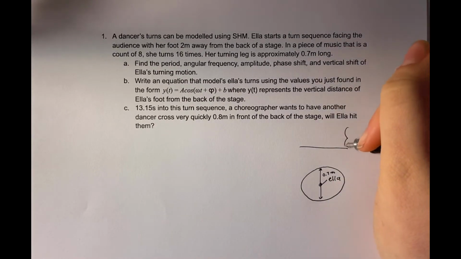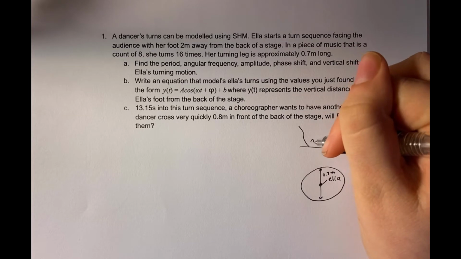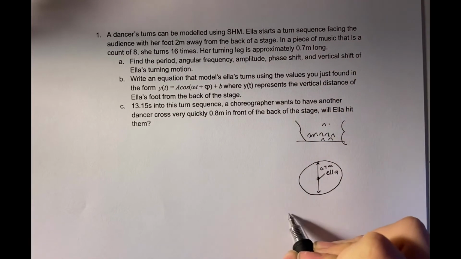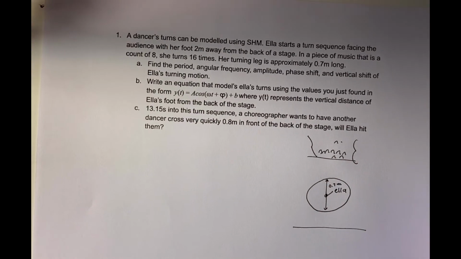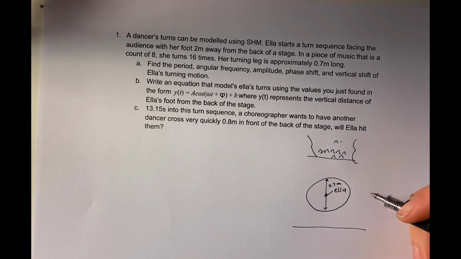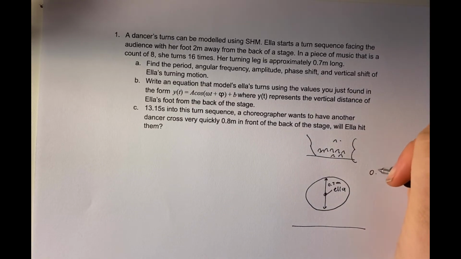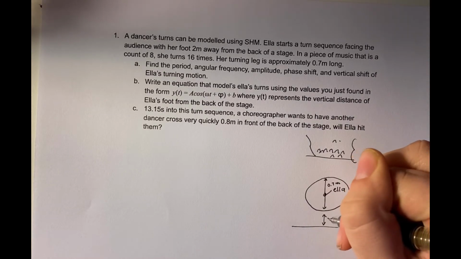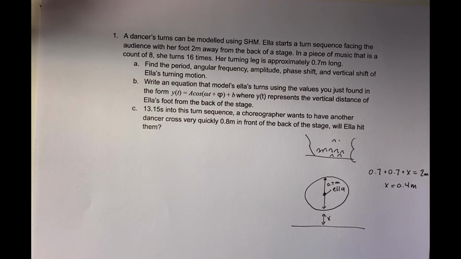And then we have the audience in the front, and she starts her turn with her foot facing the audience. There's also the back of the stage behind her. When she does a half rotation, her foot will be some distance away from this back of the stage. When she starts the turn, her foot is 2 meters away from the back of the stage. So 2 meters will equal 2 of her leg radii plus this some distance x. So x will equal 0.4 meters.